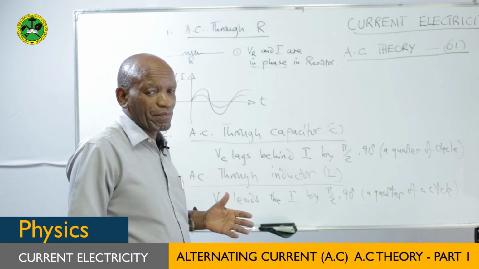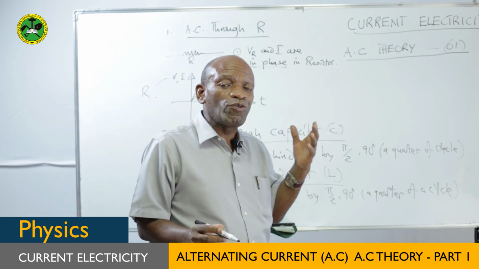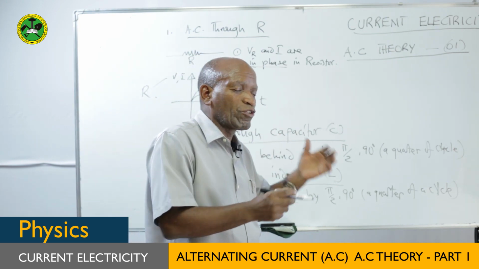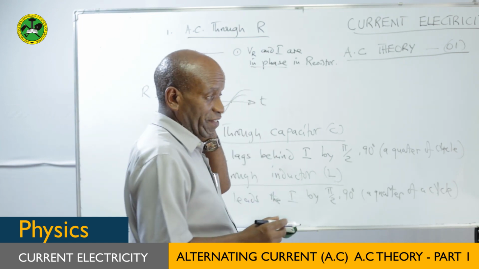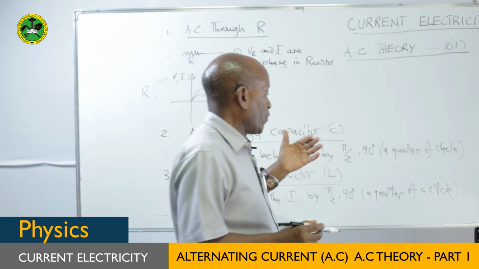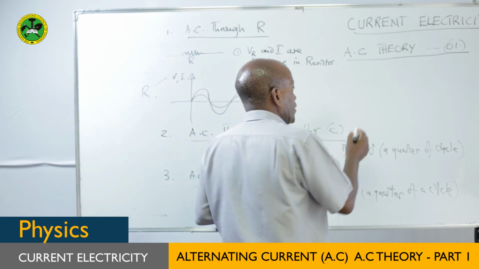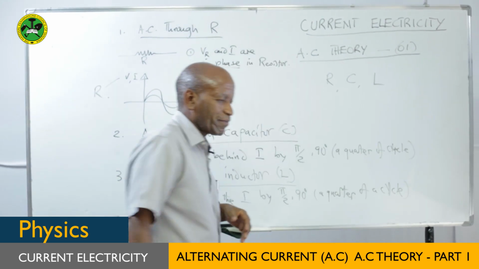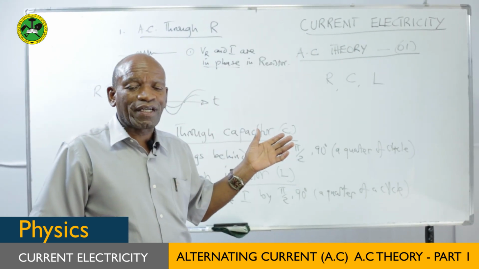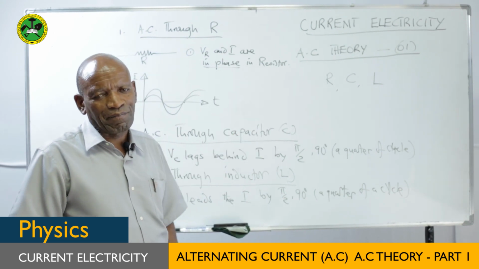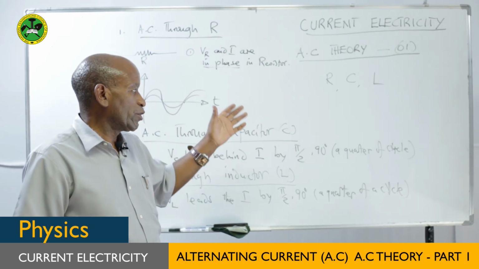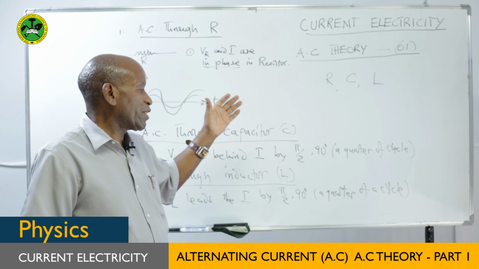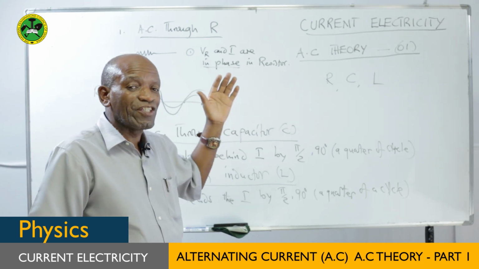This is the actual behavior, and this should be in your mind all the time whenever you are embarking on solving particular problems. Let us now look at the actual circuit elements we have here: the resistor, a capacitor, and an inductor. These three circuit elements can be arranged either in series or in parallel. But today we shall look at the arrangement where these circuit elements are arranged in series.